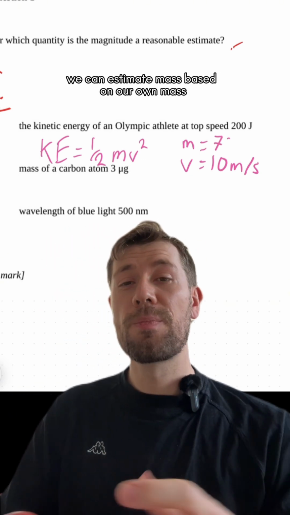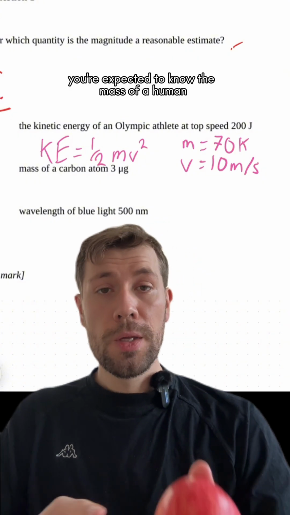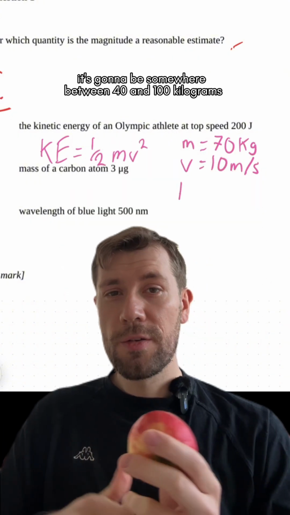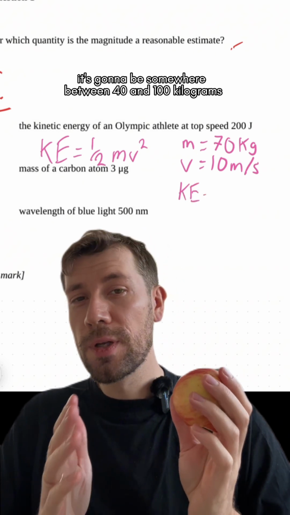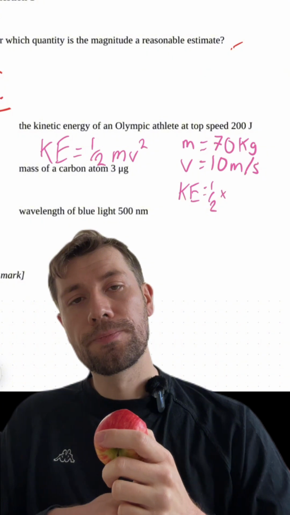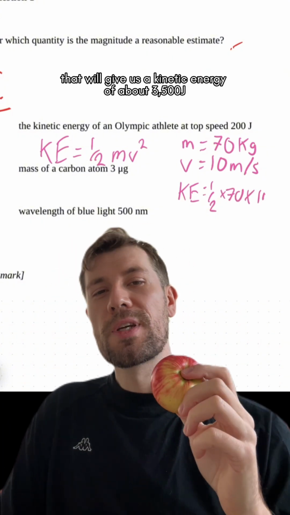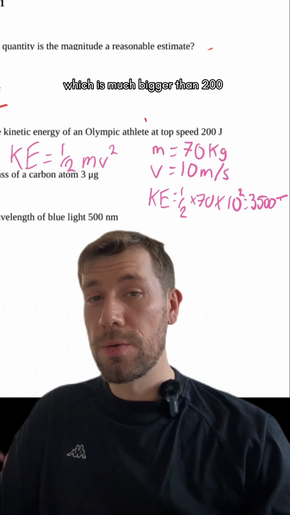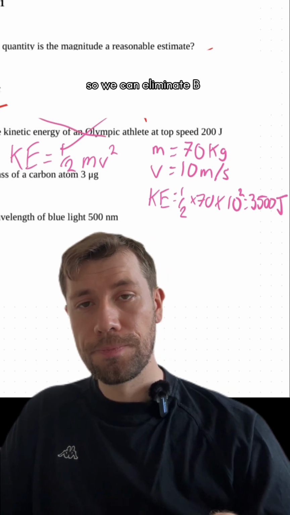And we can estimate mass based on our own mass. You're expected to know the mass of a human because you are a human. It's going to be somewhere between 40 and 100 kilograms. I'm going to go slap bang in the middle and go for 70. That will give us a kinetic energy of about 3,500 joules, which is much bigger than 200. So we can eliminate B.